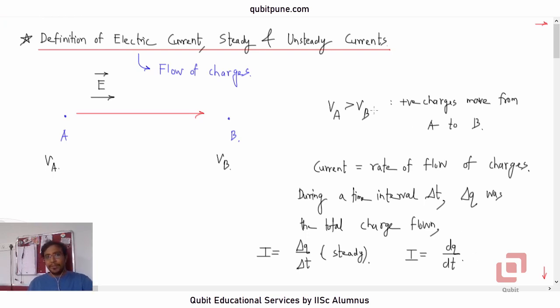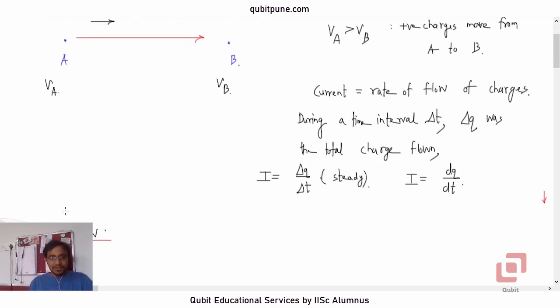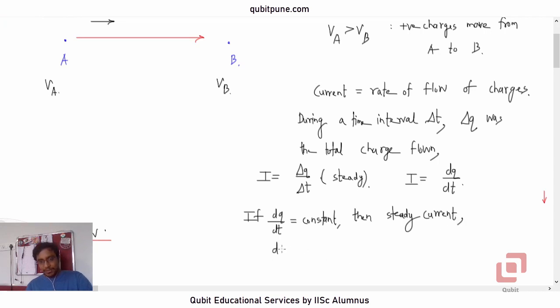Okay, I hope you understood this, the steady and the unsteady currents. Understood? Okay, so roughly if dq by dt is constant, then it will be steady. And for any other function q, if dq by dt is not constant, then it is unsteady current.